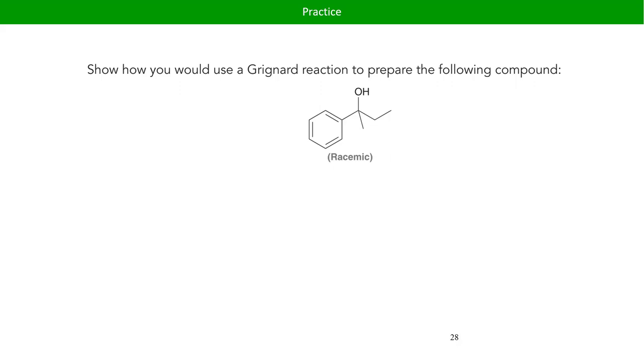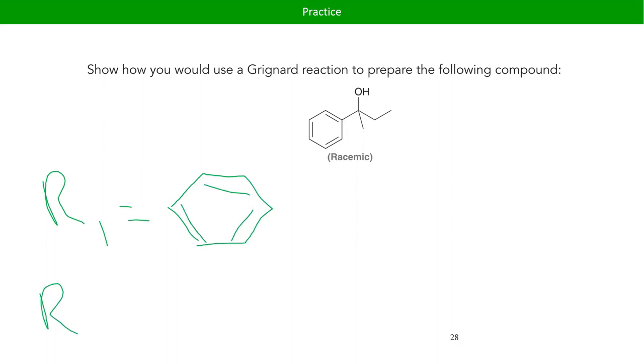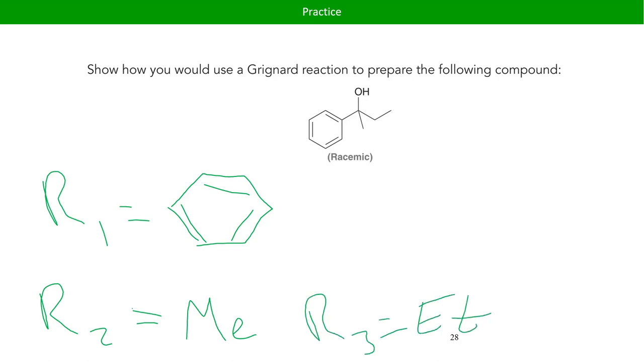We have three R groups attached to that carbon, right? So if we say R1 is a benzene ring, R2 is a methyl group, R3 is an ethyl group. There are three separate reactions we could use. We're going to do a one-step Grignard reagent. What would they be? One of them would be.